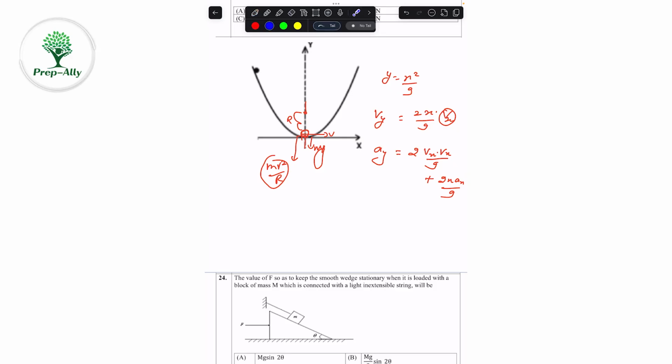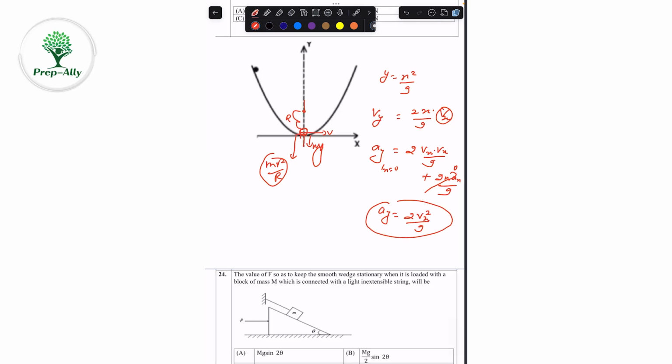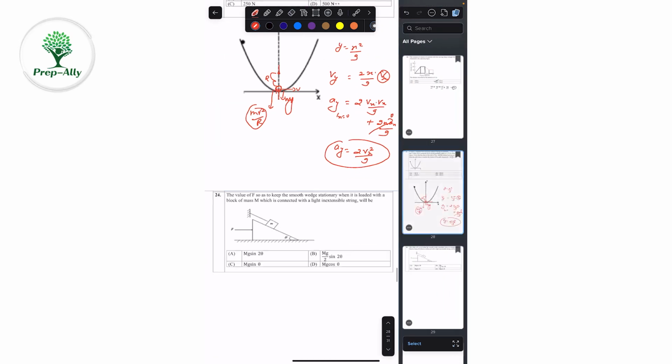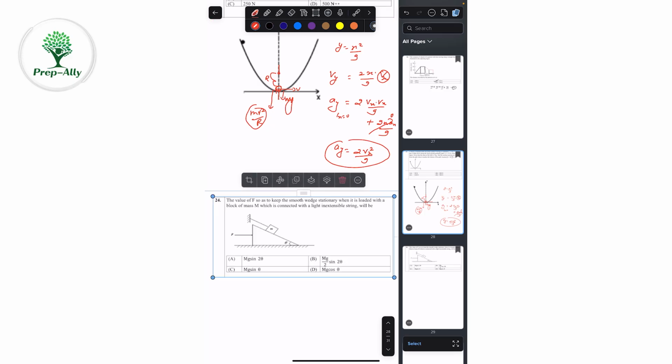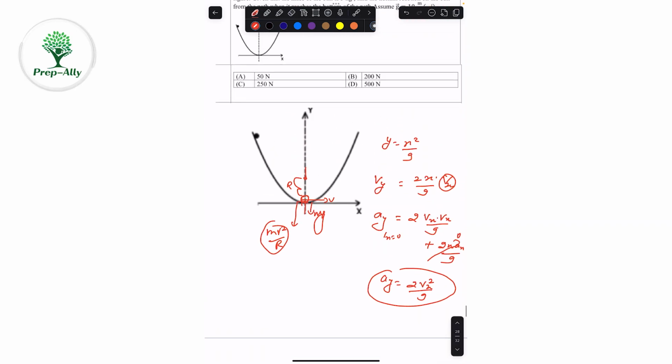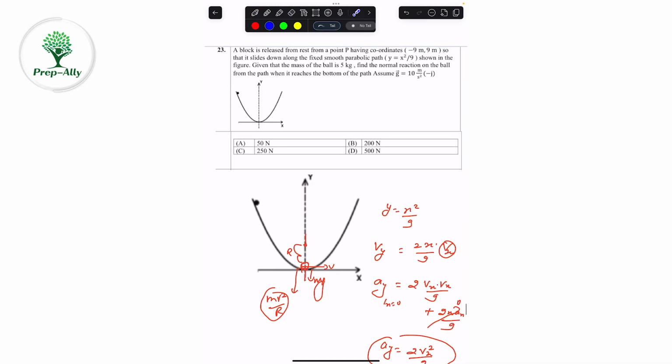Now when the particle reaches this point, x is equal to 0. So this term is gone at x is equal to 0. Acceleration along y will be 2 vx square by 9. So if I have the velocity along the x-axis, I can have my answer. So velocity along the x-axis we have to find. The particle was released from this position. This is -9 and this is +9. Y is equal to +9.